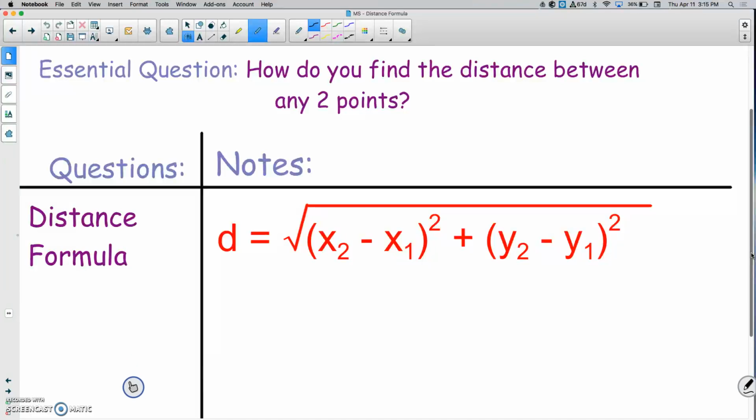We have one new vocab word today. It's the distance formula. The distance formula is the square root of (x2 minus x1) squared plus (y2 minus y1) squared. So it looks really complicated, but once you get the hang of it, it's not that bad to work with, and it's actually very similar to the Pythagorean theorem. So this is the formula. This distance formula can find the distance between any 2 points.